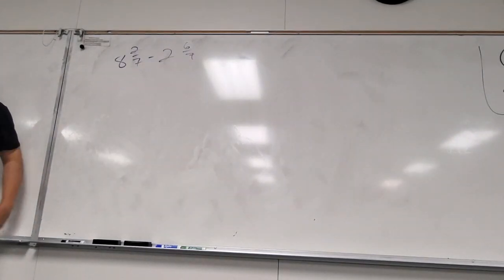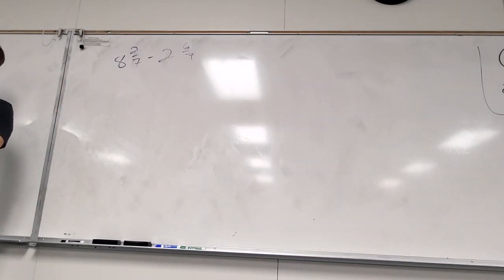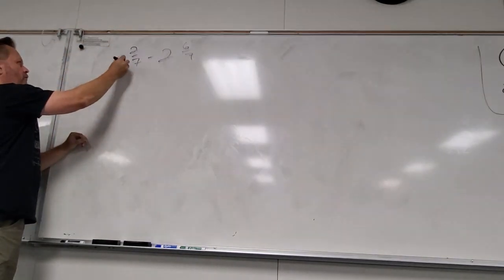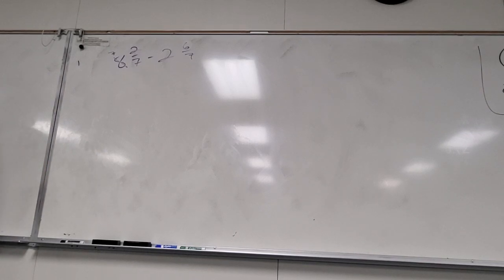There's an official way to do this using borrowing. Does anyone know a different method? Yeah? Don't you take a 1? Totally, that would be borrowing. So the official way is if I take a 1 away from 8. So here it is. There's the 1 I took away from 8. I took it away and I put it over there.